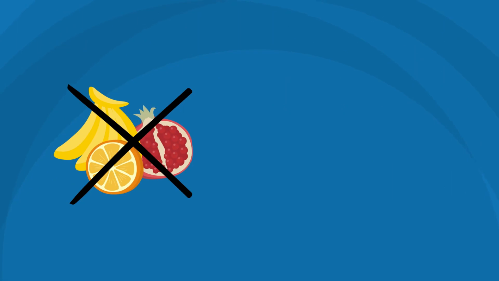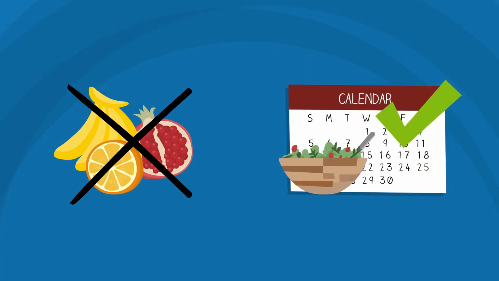S is for specific. A specific goal is clear and concrete, so you know exactly what the goal is. Eat healthy is not specific. Eat a salad for lunch 5 days a week is.